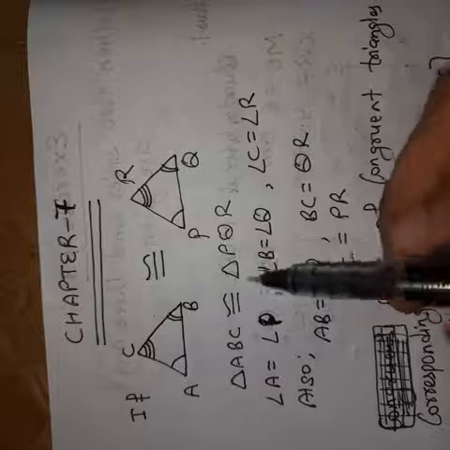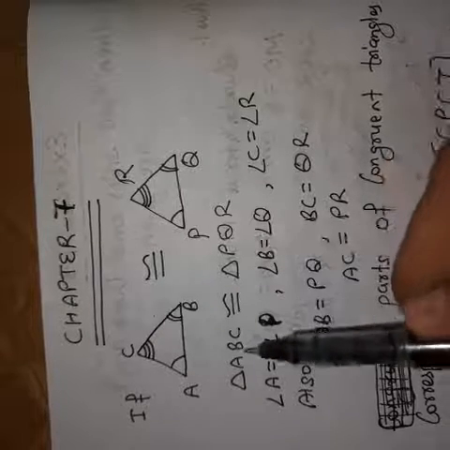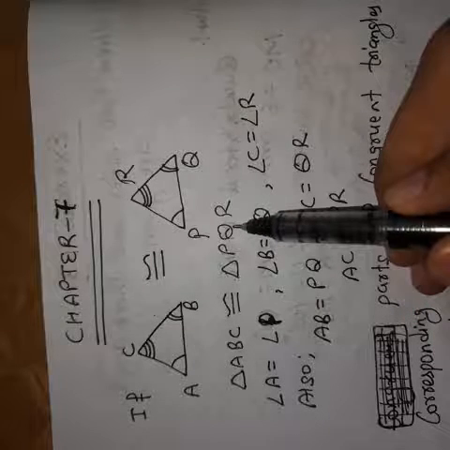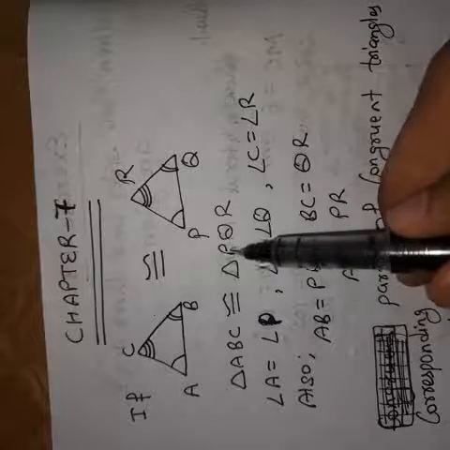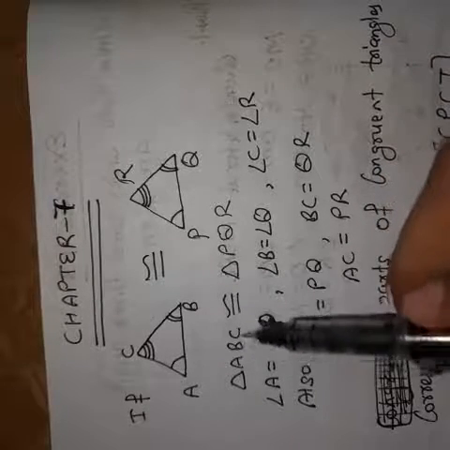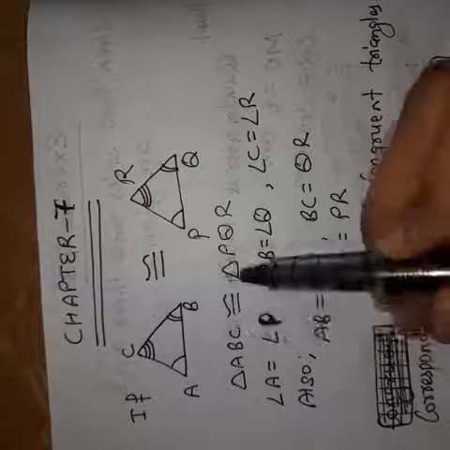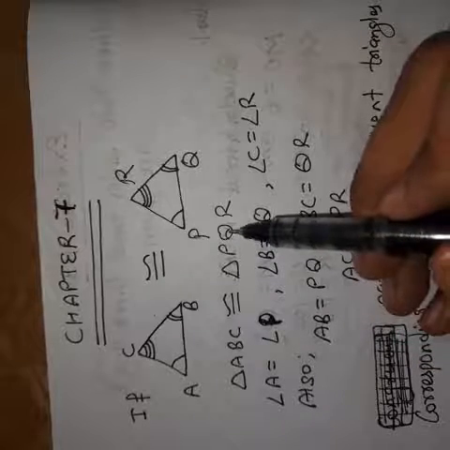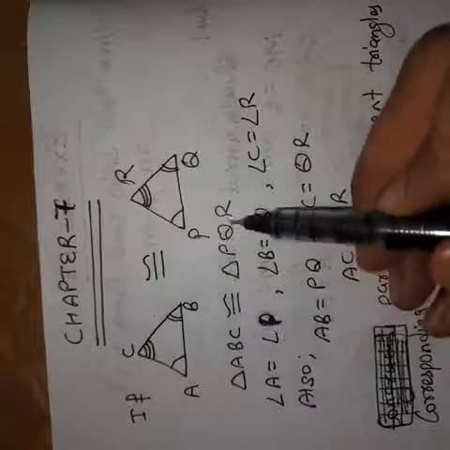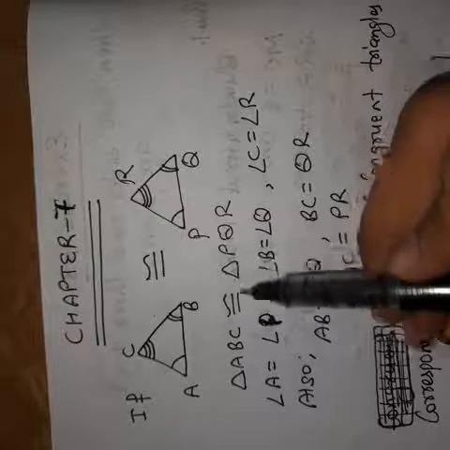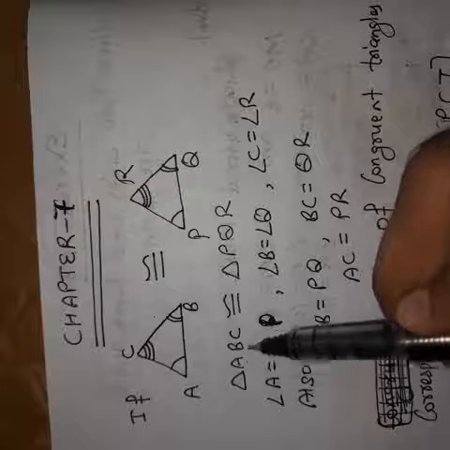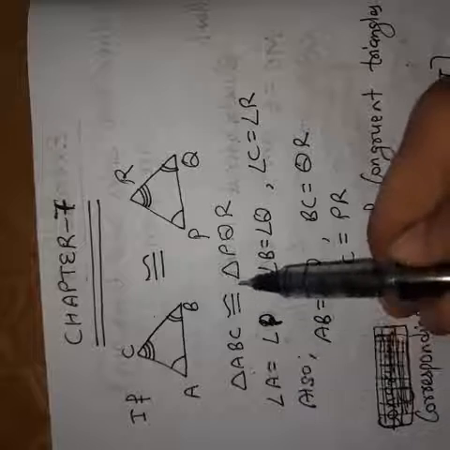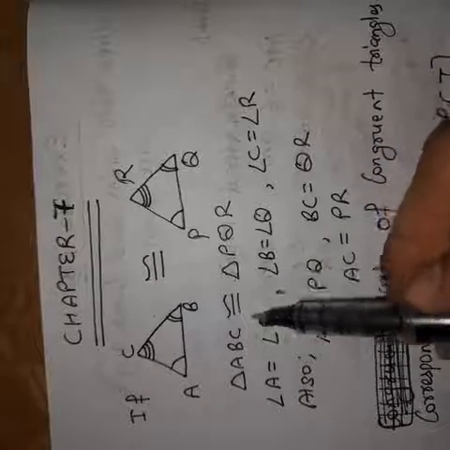So if it is given in any question that triangle ABC is congruent to triangle PQR, then what is the meaning of this? Meaning of this is such that this angle A is equal to angle P, angle B is equal to corresponding angle Q, and angle C is equal to corresponding angle R. That's why it is written as triangle ABC and triangle PQR. I have also explained this property in introduction video also.